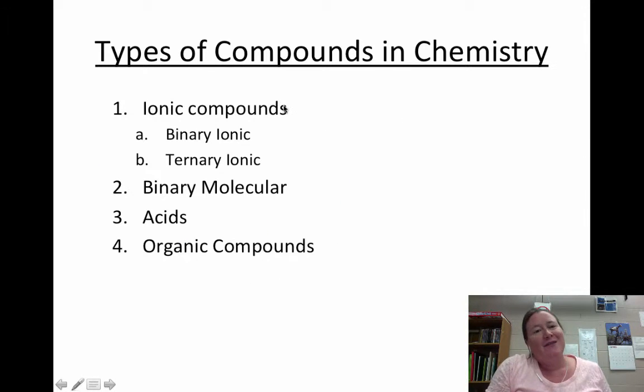So once again, we're going to be learning extensively about ionic and molecular compounds to begin with, a little bit later acids. And if you take advanced chemistry with me, we will look at how to name and write formulas for organic compounds very extensively, and that's a lot of fun.